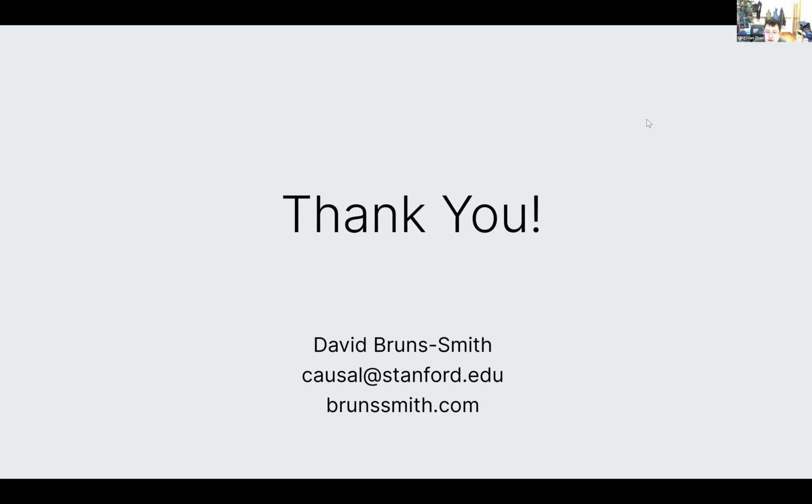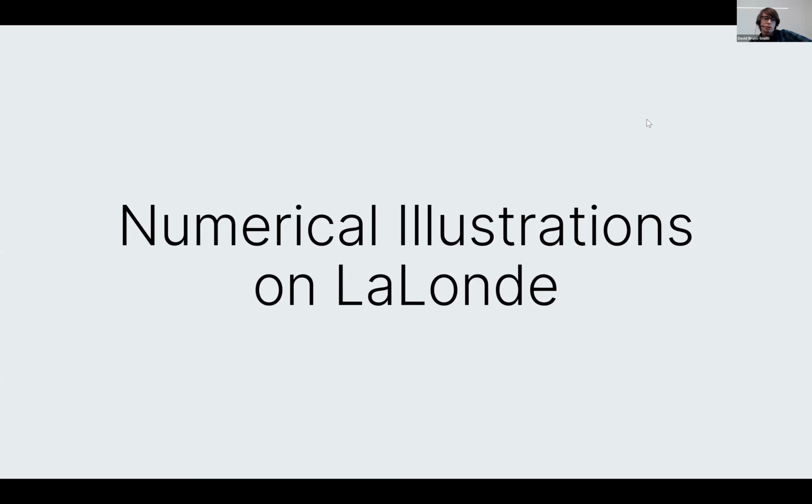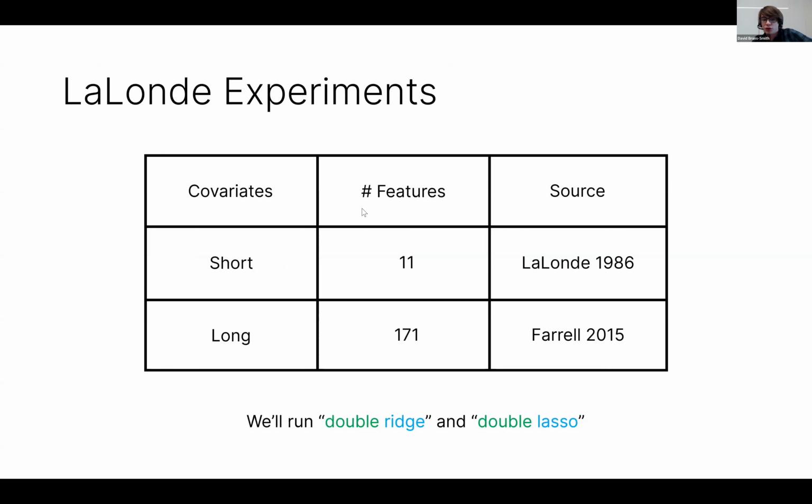Okay, we don't have any more questions now, so perhaps you can just spend a couple of minutes on the numerical result. Yeah, so I'll just quickly, because I have a few minutes, we do a numerical illustration on the classic LaLonde dataset. So we consider both the short version of LaLonde with 11 features and the extended version of LaLonde with 171 features, and we do both double ridge and double lasso in the main paper.